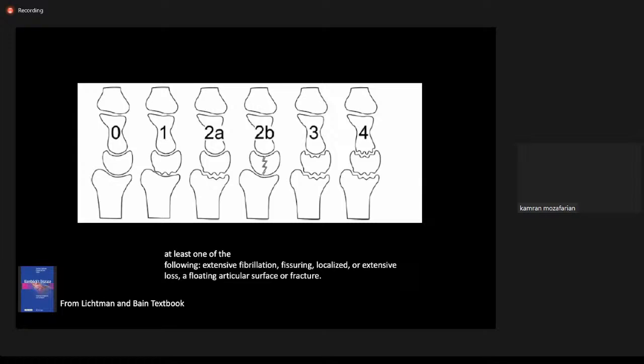Another important classification to answer the former question is Bain classification, which is based on arthroscopic appearance of the cartilage. If the cartilage is lost, or if it has fibrillation or fissuring, it is considered non-functional cartilage. And the number of non-functional cartilages determine the stage of disease from 0 to 4. If we have 2 or more non-functional cartilages, the lunate is considered unsalvageable. It means stage 2A or more.